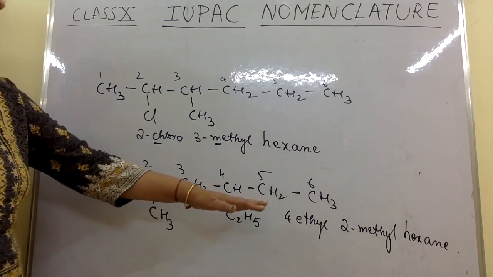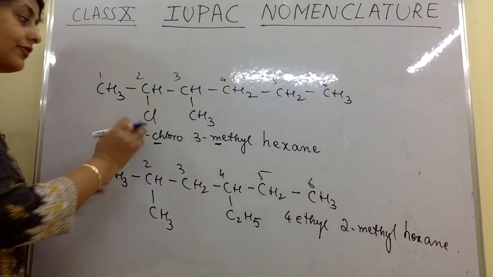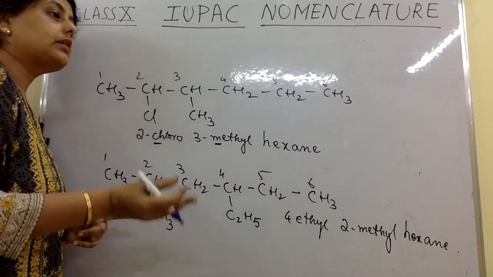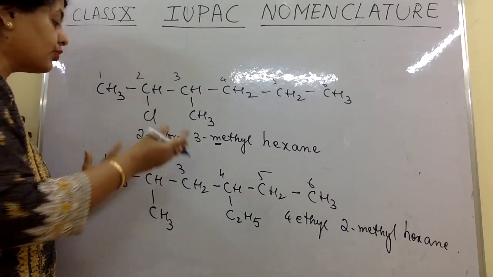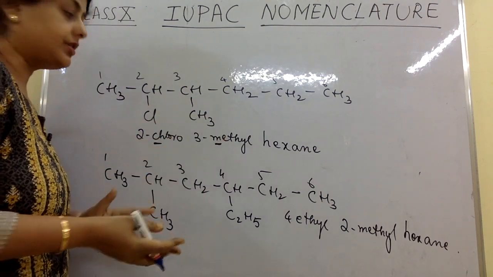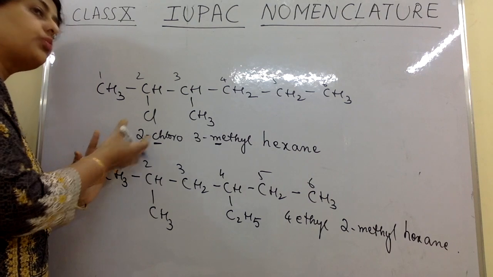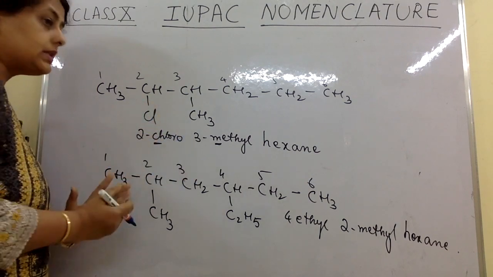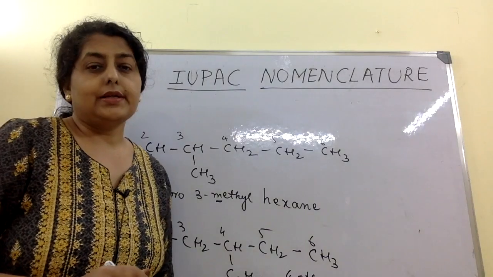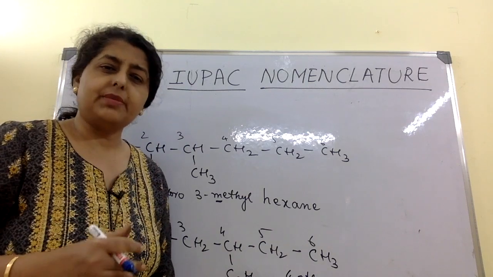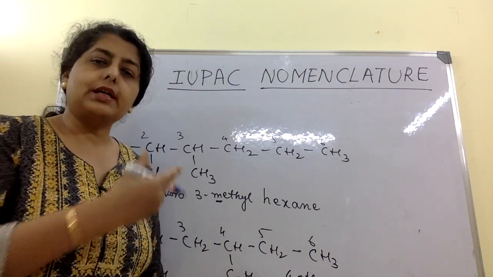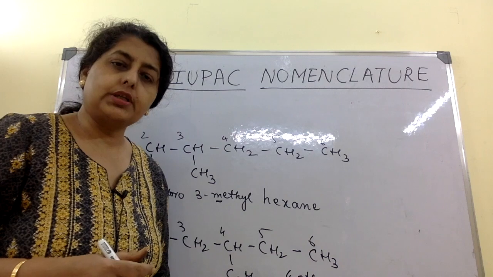So note this alphabetical thing also. If I have chlorine and bromine, then bromine will be written first, then chlorine. The number can be 3 for bromine and 2 for chlorine, but bromine gets written first and then chlorine. So that is it with this video. Maybe you have got a little better idea about IUPAC nomenclature.